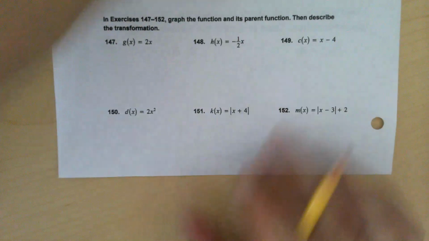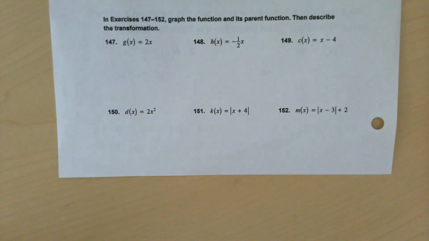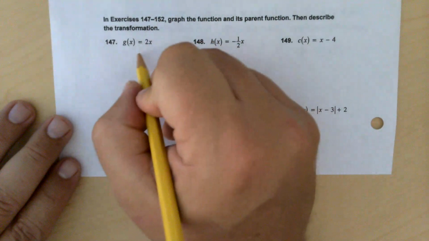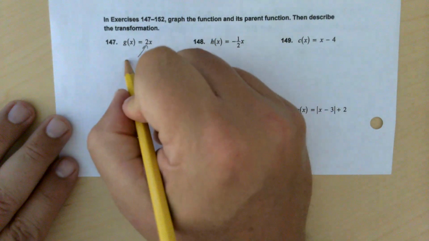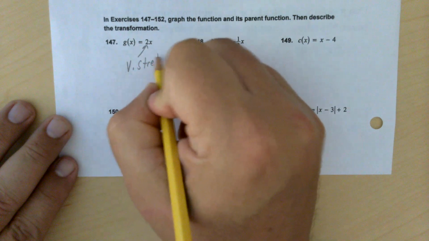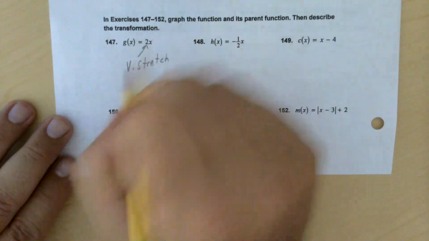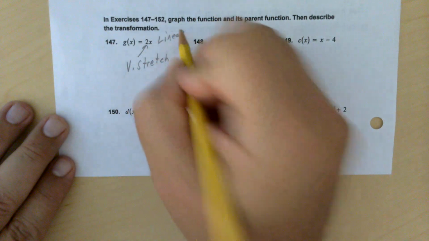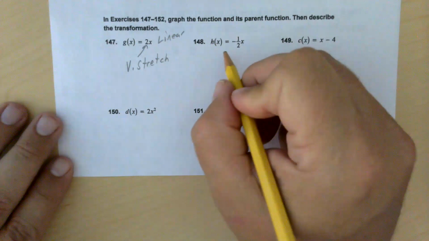Okay, last section. It says graph the function. I'm not going to make you graph without providing you a graph. So just understand, have the graph in your head, and all we're going to do is describe the transformation. That 2 in front is a vertical stretch. It's making that line go uphill steeper. Okay, so it's still linear, still a line. This one is linear.